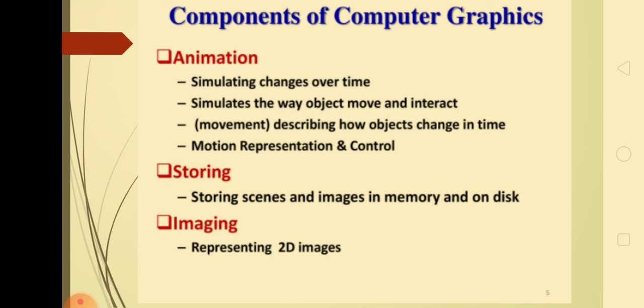Then the second point, storing. What is the storing of data? Storing scenes and images in memory and on a disk, meaning main memory. It is stored as data. Then imaging, representing 2D images.